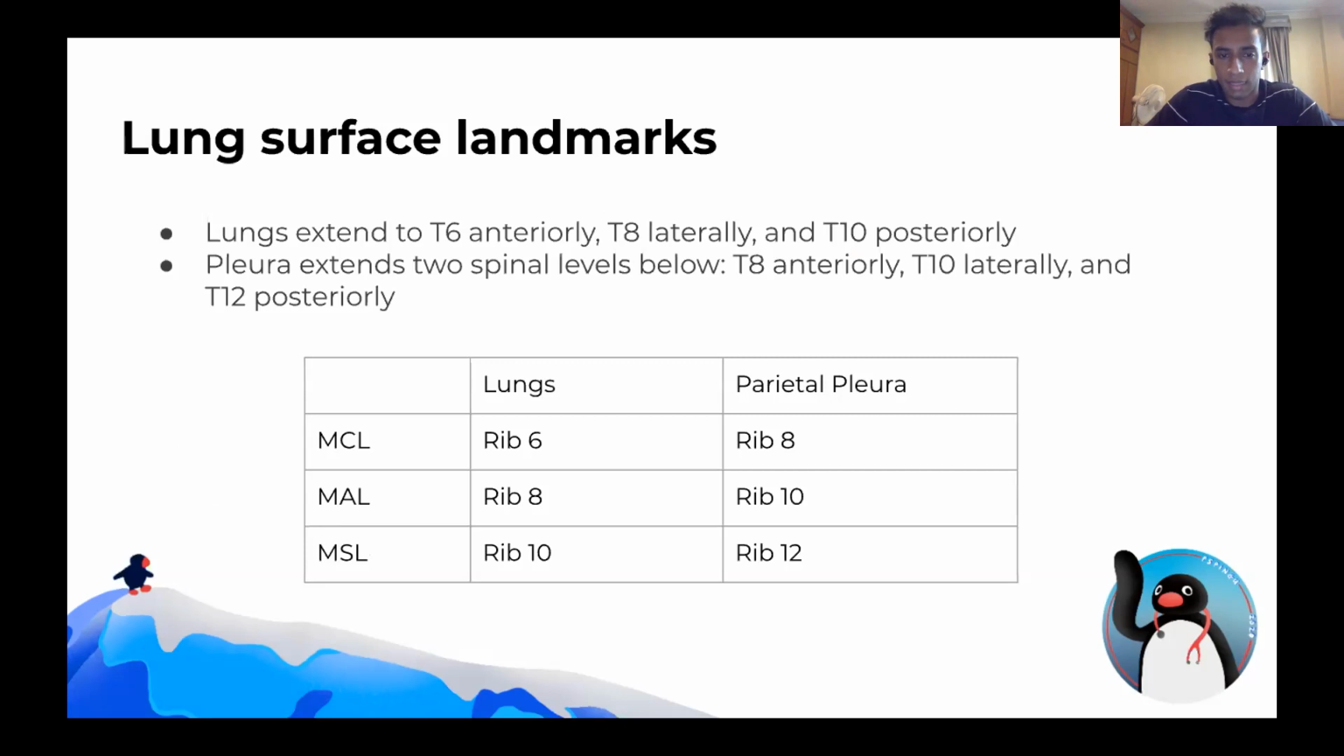So your lungs extend 6, 8, 10, and for your parietal pleura you just have to add 2 to it. So your pleura at your mid-clavicular line will extend to 8. For axillary, it will extend to 10, and for the back it will extend to 12. Okay, that's basically a key thing that, again, Monash flexors has.